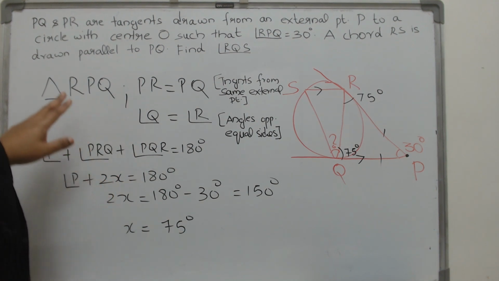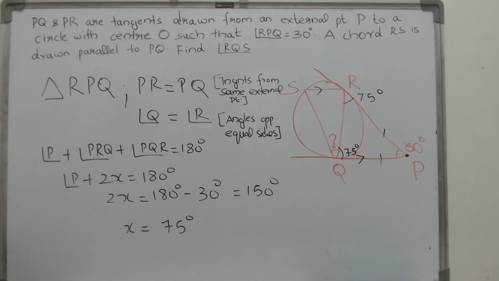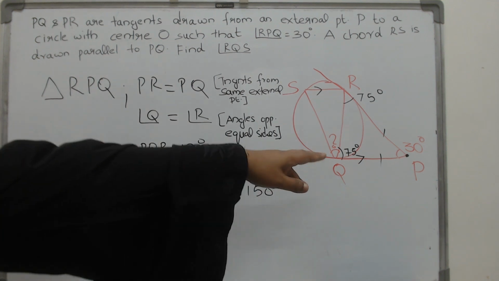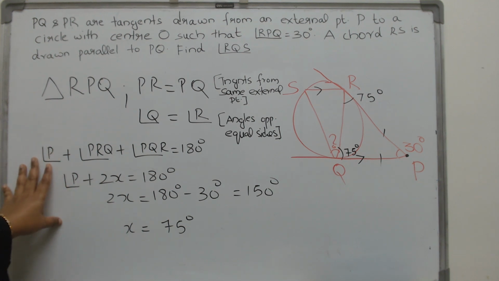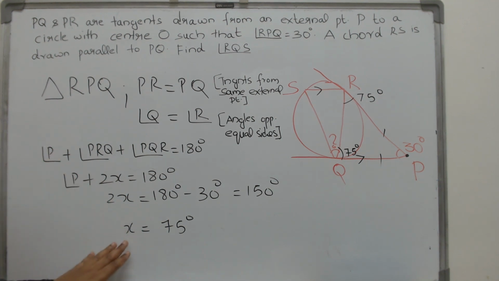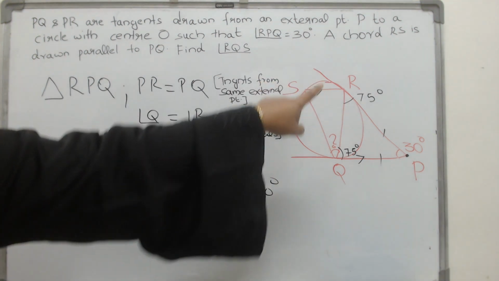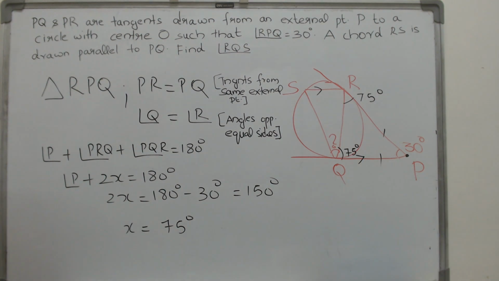And now the sum of angles of a triangle is 180 degrees. It is given that angle P is 30 degrees. Substitute the values and what do you get? You get x is 75 degrees. That means both of these angles are 75 degrees.